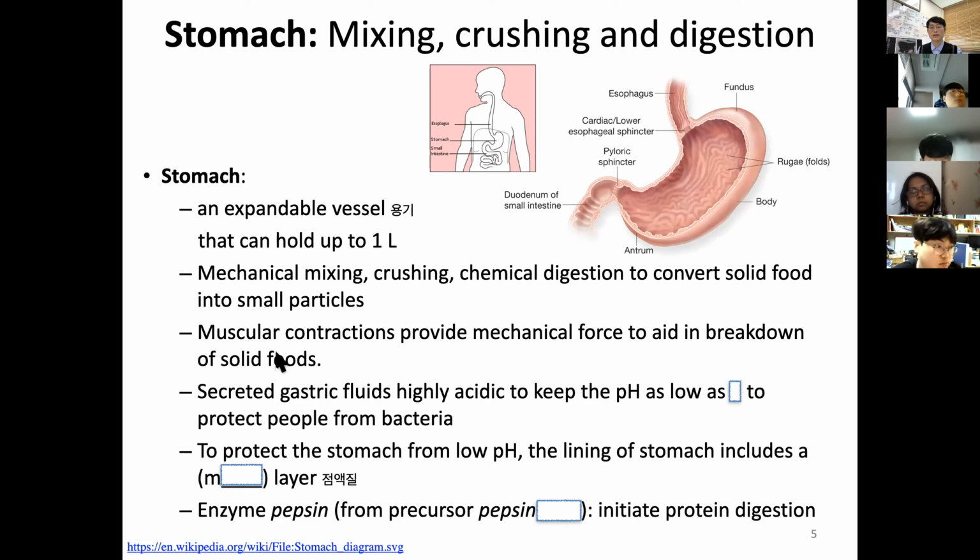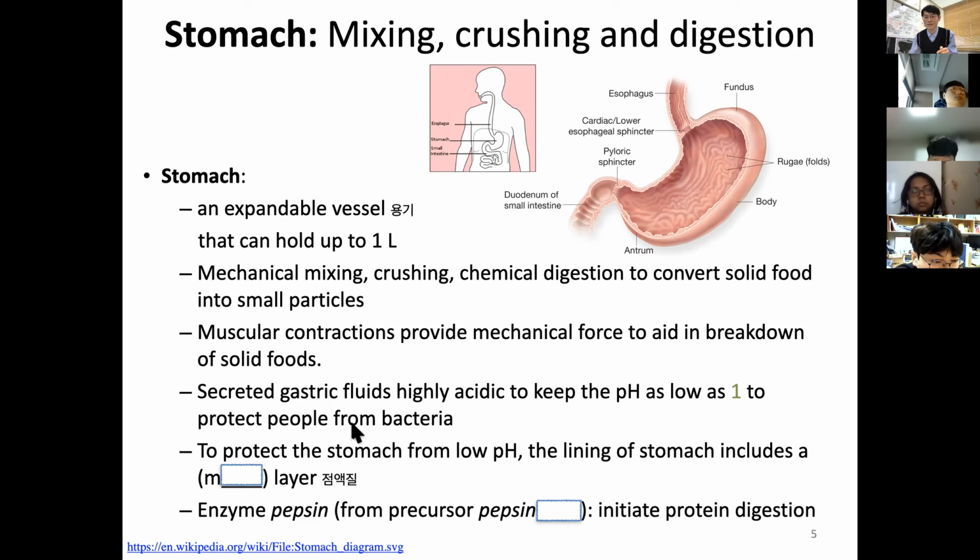And at the same time, the stomach secretes gastric fluid. Remember, gastric is the origin of stomach. And gastric fluid is a very acidic liquid. Remember, we all have experience with reflux, and that's very painful because it's acidic, almost like hydrogen chloride. The pH is as low as 1.